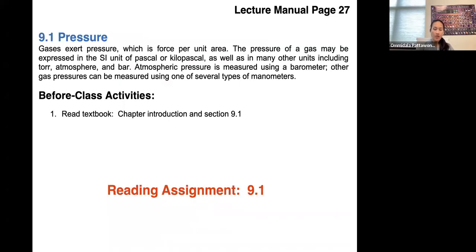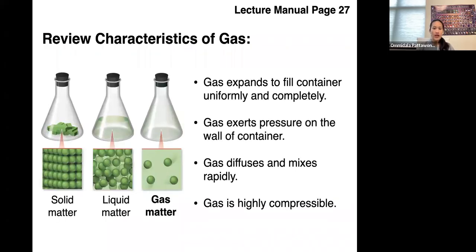So let's take a look at the property of gas, which is pressure. This is going to be in chapter section 9.1. Please read the OER textbook for more detail. Before we get into the pressure of gas, let's first review the characteristics of gas from Chem 121.